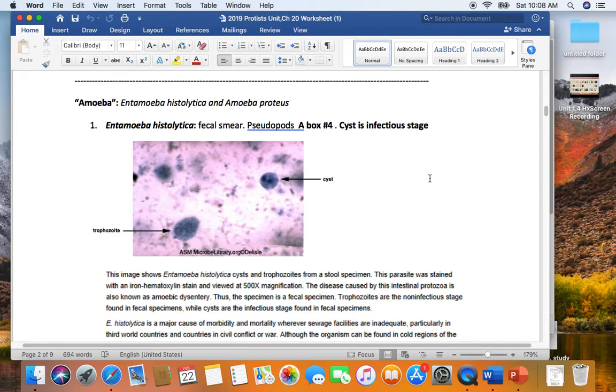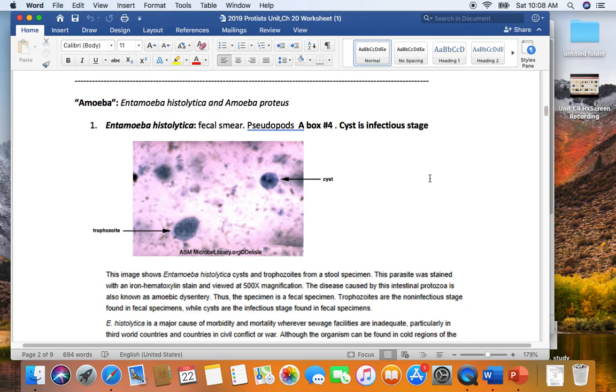The amoeba also make an enzyme called a cysteine protease, and that means they can hydrolyze, they can digest the secretory IgA and IgG. Secretory IgA is one of the main antibodies that are involved in mucosal immunity.